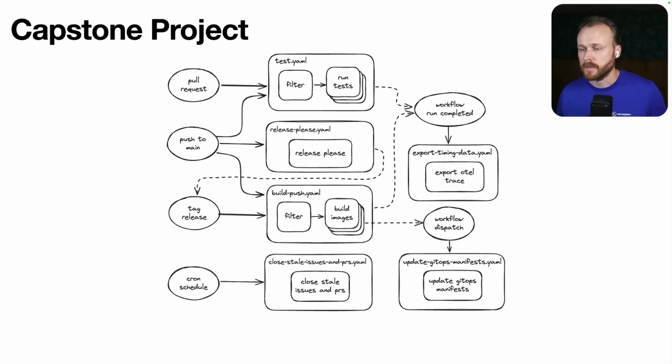Also, to keep our repo tidy, I'm going to use the stale action from GitHub to look at any issues and pull requests that haven't been touched or updated in some period of time, mark those as stale and close them. And then finally, to give us better visibility into the execution timing of our workflows, I'm going to export the timing data from our test and build push workflows into Honeycomb, where we can track and observe them over time.